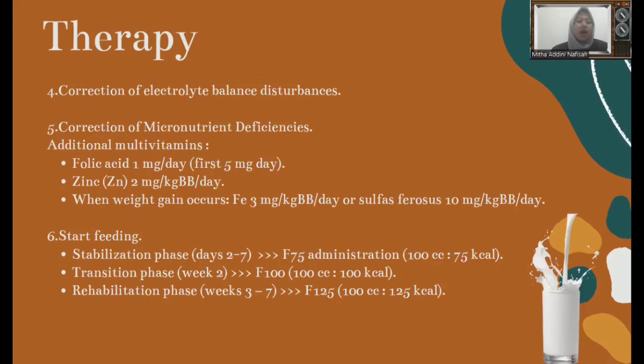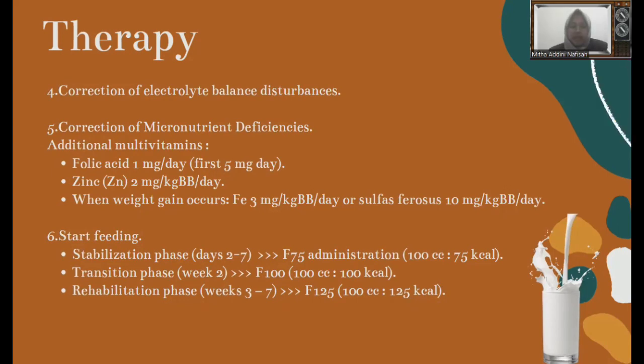For the next, correction of electrolyte balance disturbance. Then correction of micronutrient deficiency, with additional multivitamins, folic acid 1 milligram per day, and zinc 2 milligram per kg body weight per day. And when weight gain occurs, iron 3 mg per kg body weight per day, or sulfurs 10 milligram per kg body weight per day.